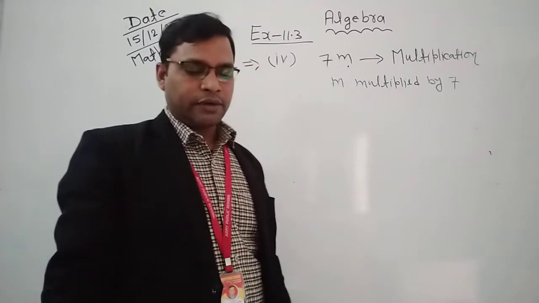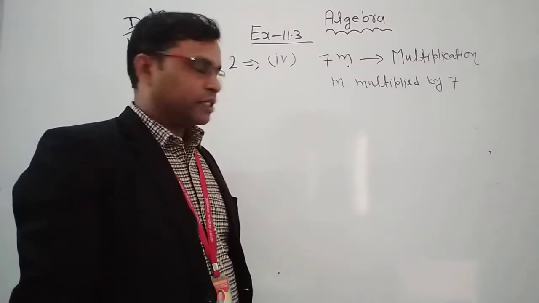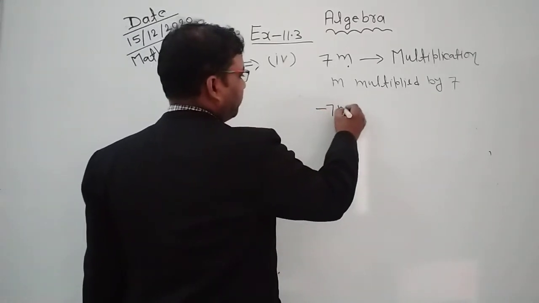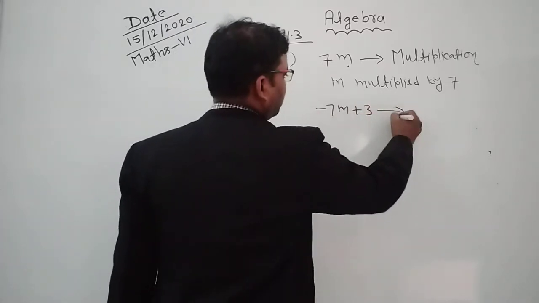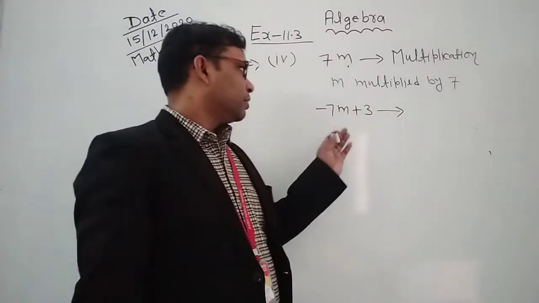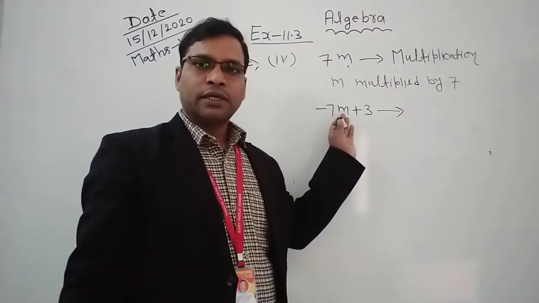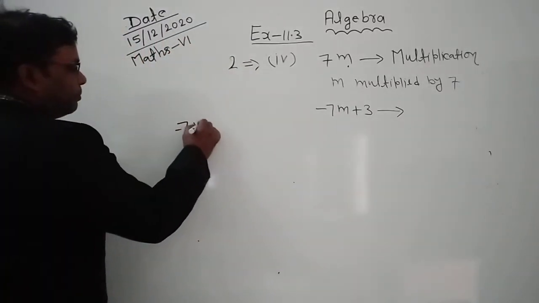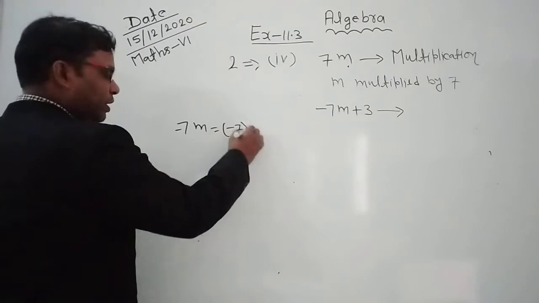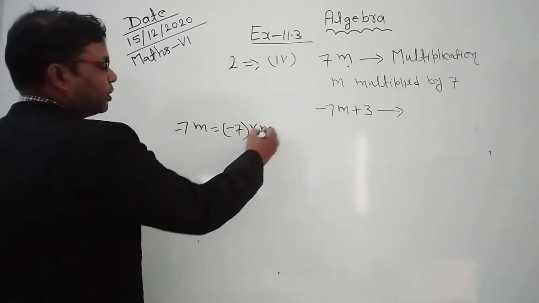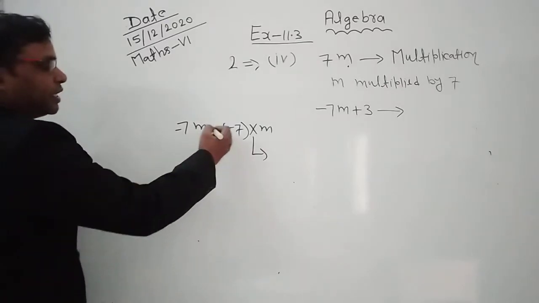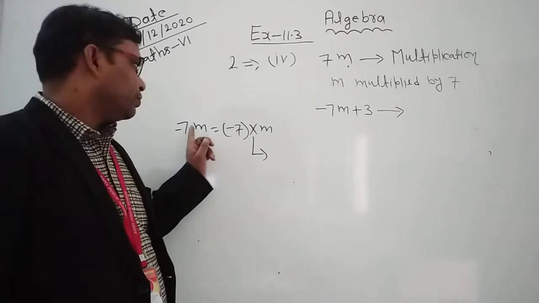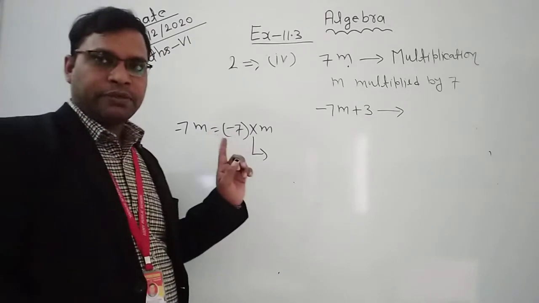Now the next expression is minus 7m plus 3. Identify the operation. The first operation is not subtraction, here it is multiplication. Minus 7m: you can write minus 7, one negative integer, into m. So the operation used is only multiplication, not subtraction. This is very clear.